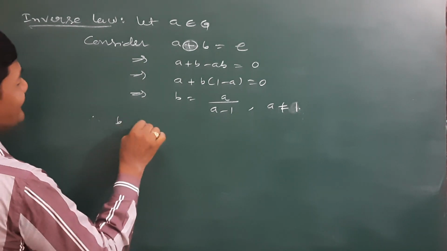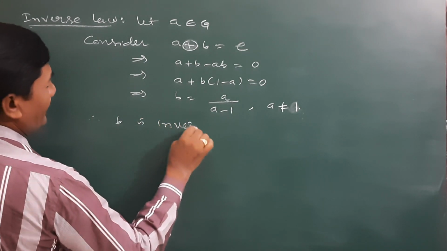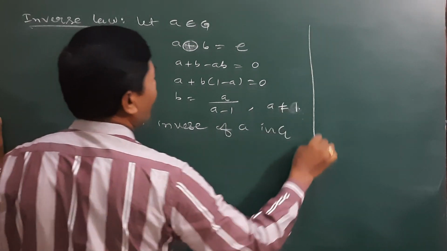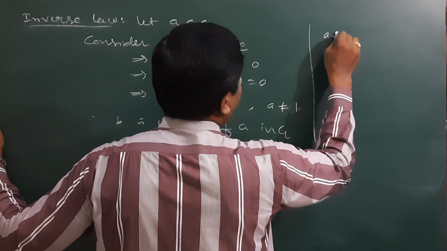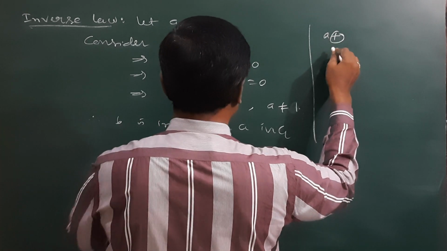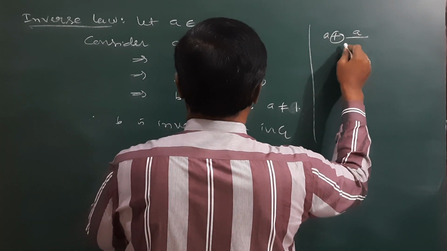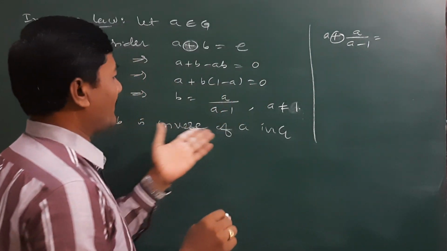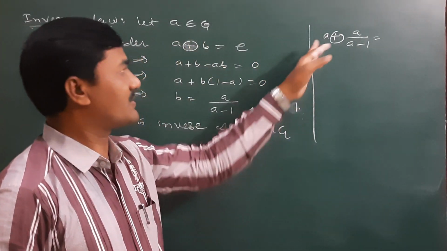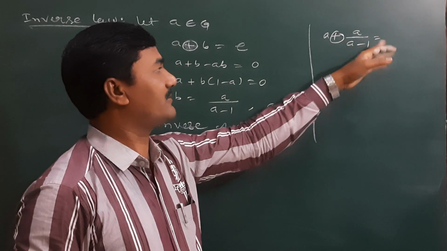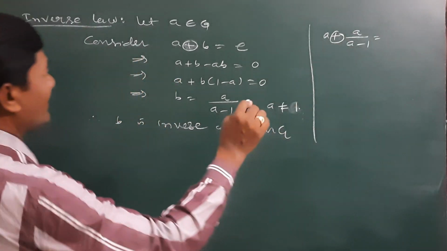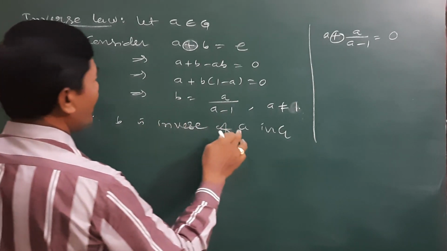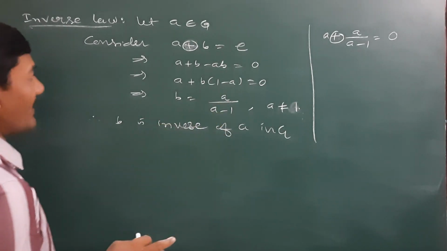Therefore b is the inverse of a in G. How have we verified this? What is the inverse? a/(a − 1). It is easy to verify the previous one. So a ∘ b, we are getting 0. So it is easy to verify, we are getting 0 only. Therefore b is the inverse of a. b means a/(a − 1) only.